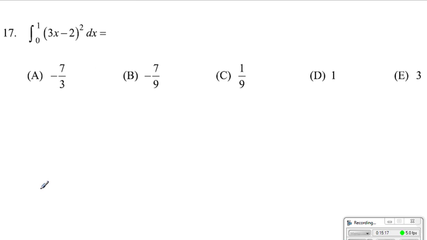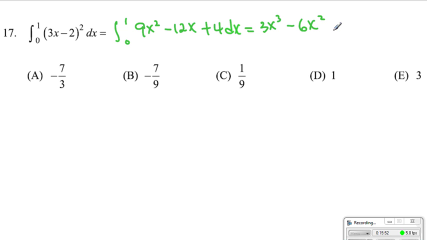Alright, how are we going to do this? One way we can do it is to use the u-substitution, or we can expand it. In my case, why don't I just expand it for now? And we end up getting 9x squared minus 12x plus 4 dx. And what we end up getting is 3x cubed minus 6x squared plus 4 from 0 to 1.